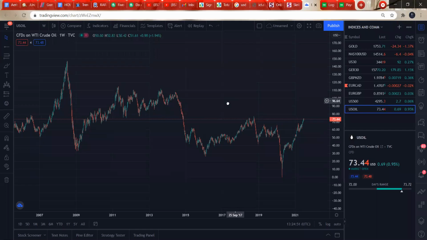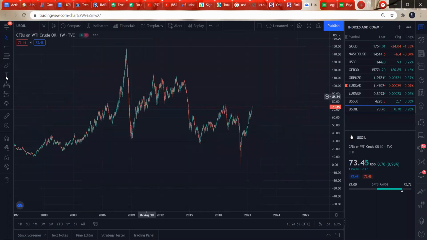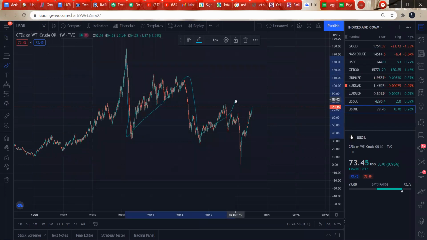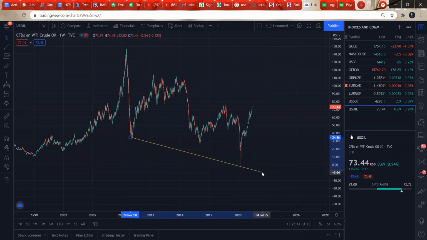Okay, so sharp. This is the overall structure for oil. Impulse, correction, impulse, correction, impulse, correction. We're expecting another impulse. Already we can see we're expecting a down move, and this down move will be completing this overall third touch. Yeah, it will be completing the overall structure.